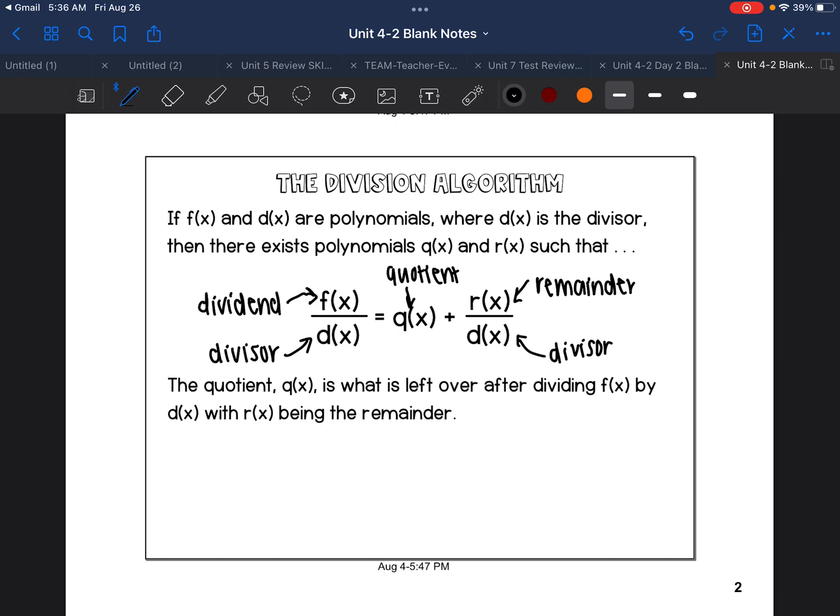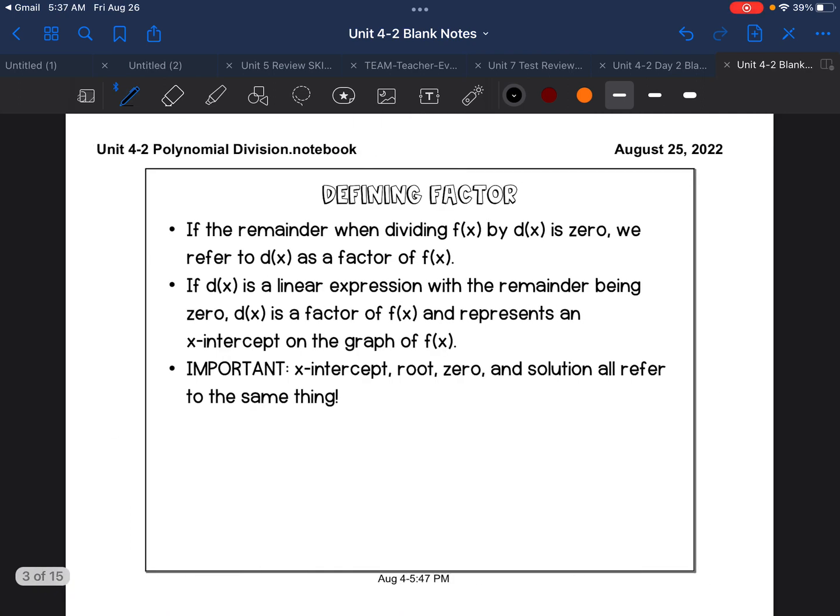So again, f of x, our dividend, divided by some polynomial divisor, d of x, is equal to the quotient plus the remainder over the divisor. And you can see down there at the bottom that the quotient q of x is what is left over after dividing f of x by d of x, with r of x being the remainder. You guys don't have to write this down. It is important, so make sure you hear it, but I'm not going to make you write it down.